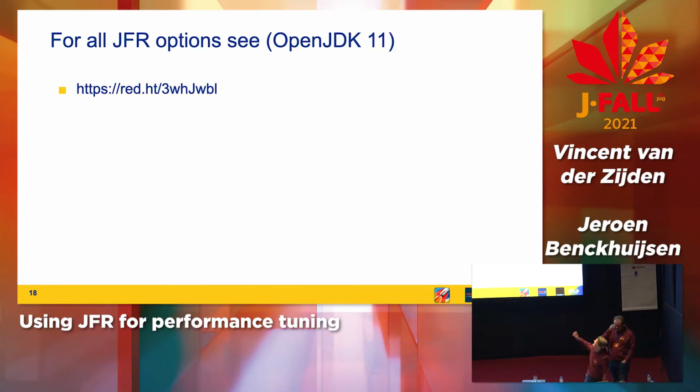Also, I added a link. Didn't have time to generate the QR code. But if you go to this, you will get a spec on all the JFR options that you can use for OpenJDK 11, but they're also similar to the other versions.